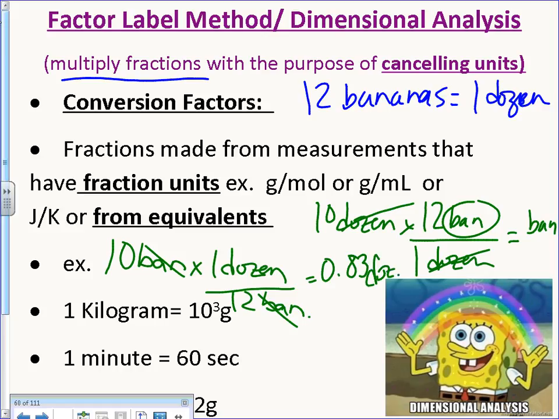So that's all dimensional analysis is. It's just canceling units using equivalencies. The fractions that are made are called fractional units, things like grams per milliliter, where we've seen that in density. We're going to learn about something called grams per mole. And this is not like JK, this is joules per Kelvin. Joules is a unit of energy we'll talk about.